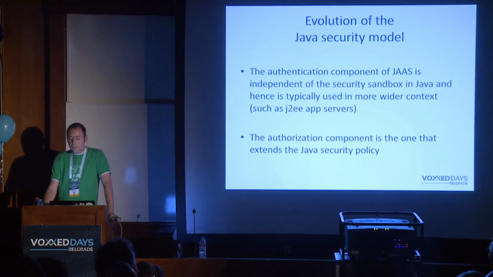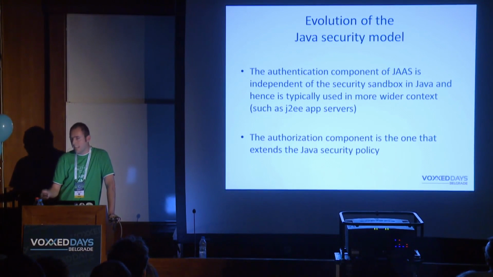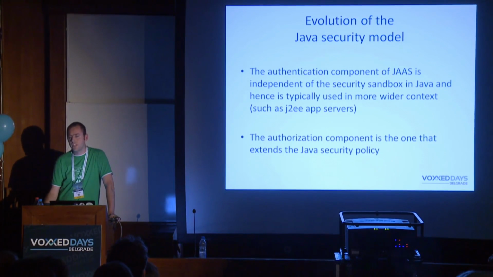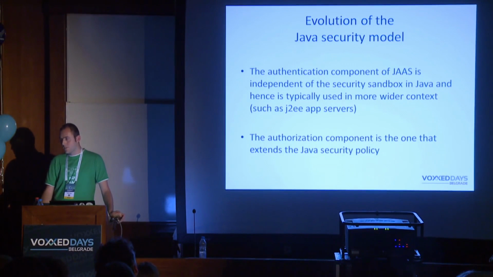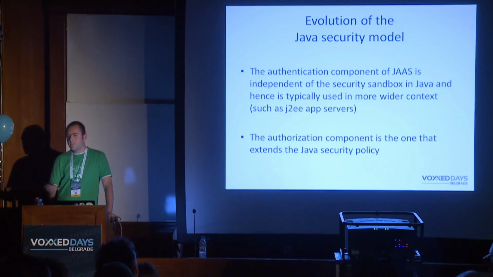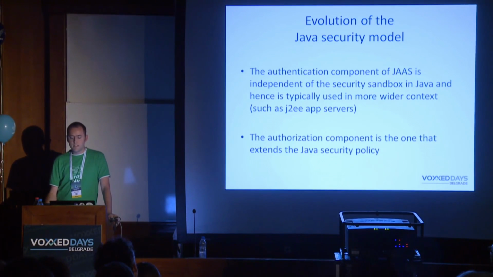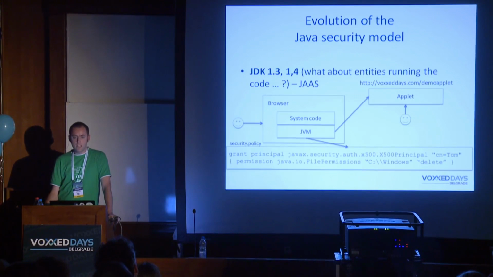However, the authentication component of JAAS, that allows the user to be authenticated and essentially some properties to be set when the user is authenticated, can be used in a much wider context, not only as part of the JDK. And essentially many Java application servers implement that model, which is pluggable, meaning that you can specify different sources of authentication information. This could be an LDAP server, a database, and whatever you can think of. But this needs to be implemented in terms of the JAAS framework. And the authorization component that we saw earlier is the one that actually extends the security model of the Java platform.